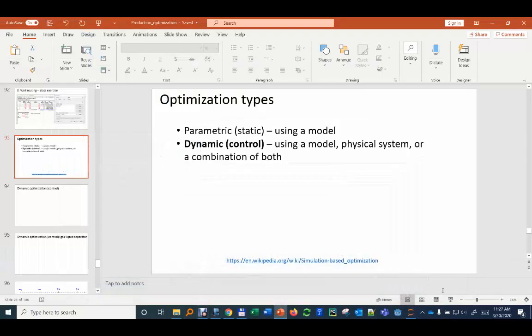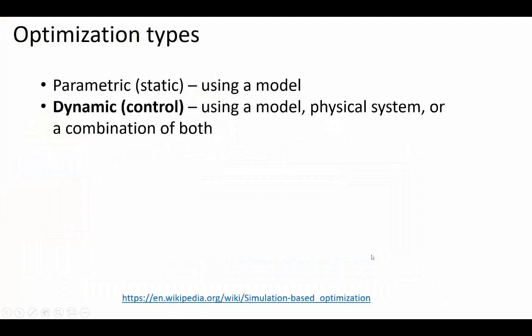To the last part of the production optimization series, which is speaking a bit about dynamic optimization and also some final remarks. So dynamic optimization is basically based on a control loop, and this can be done with a model, can be done with the physical system, or it can be done with a combination of both.